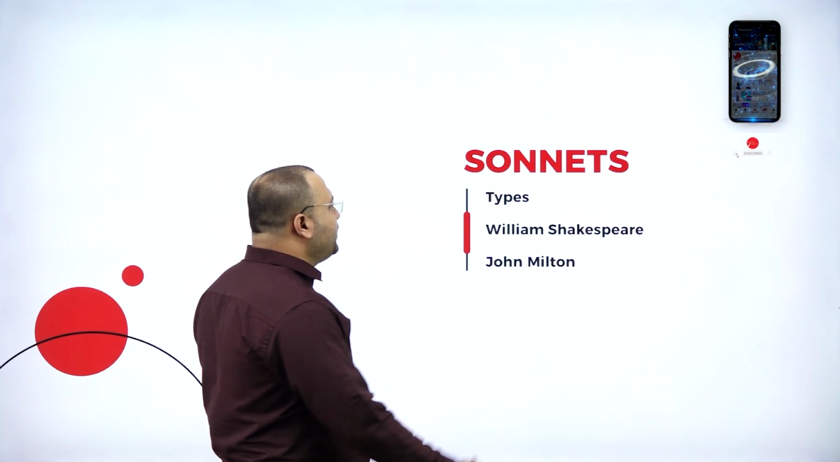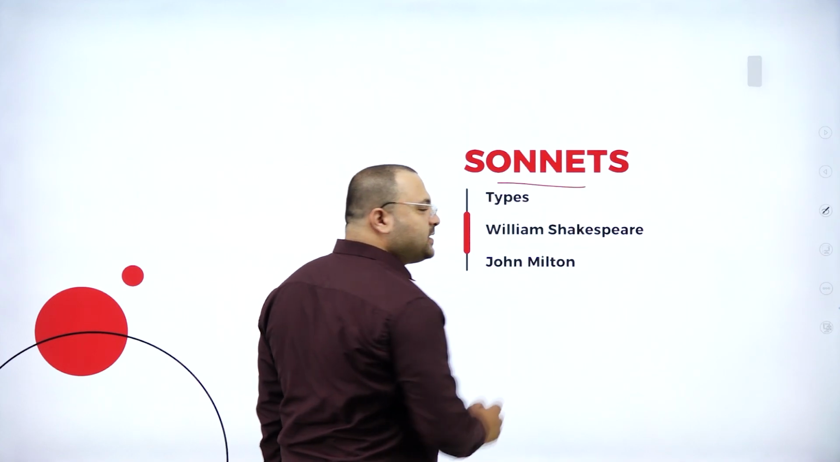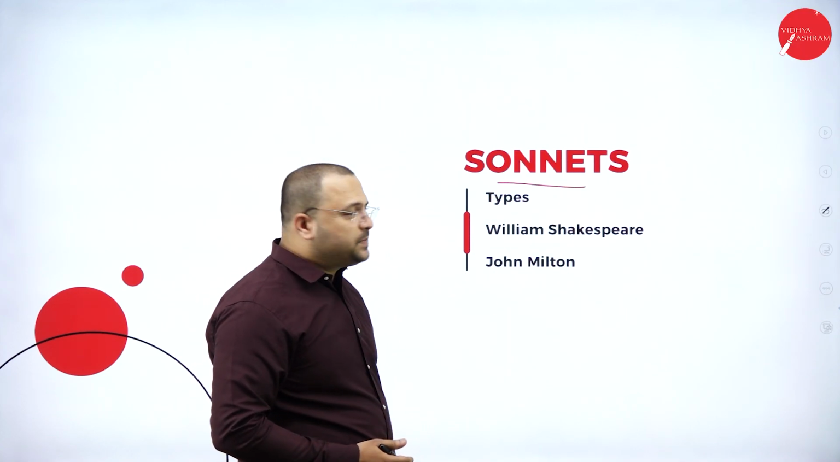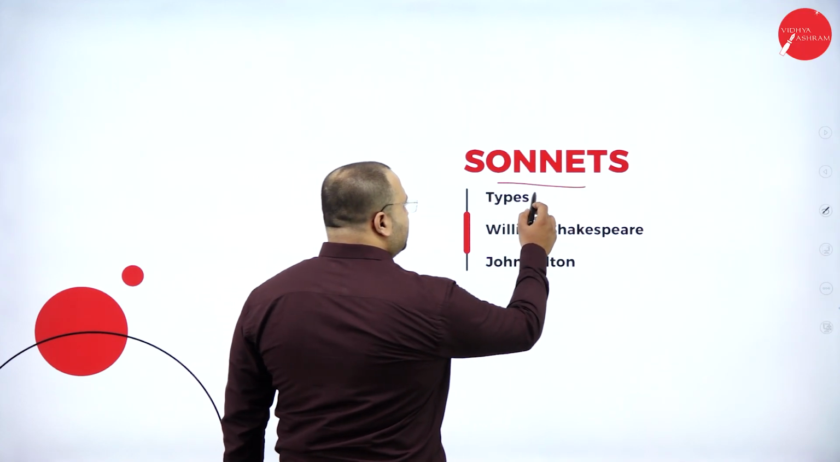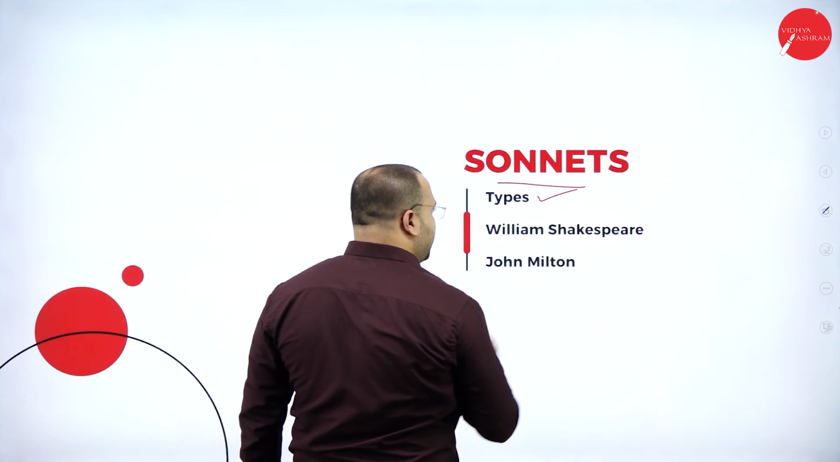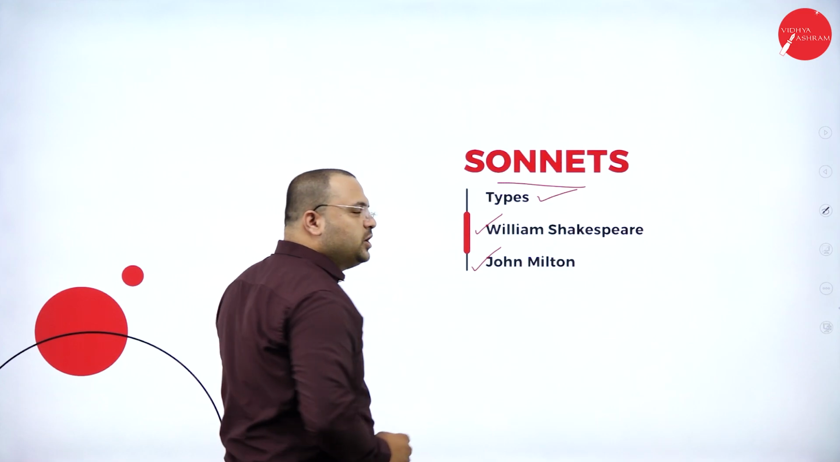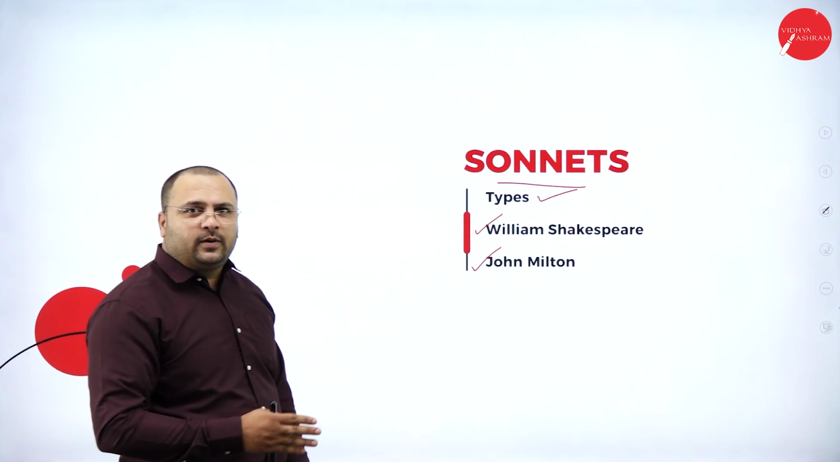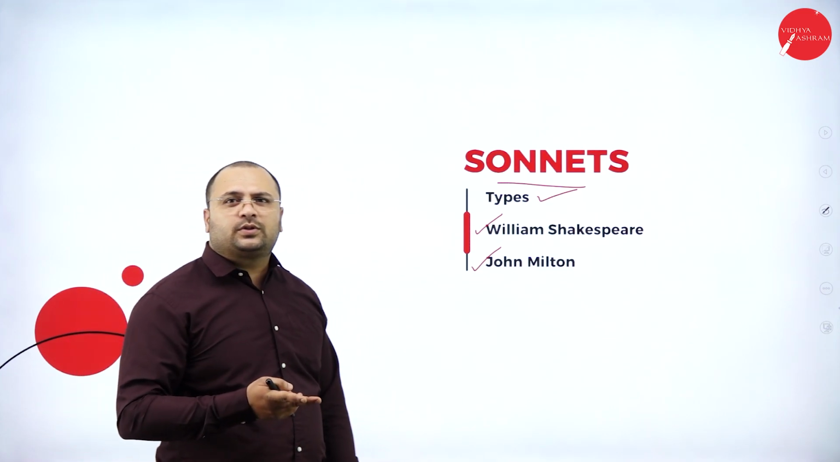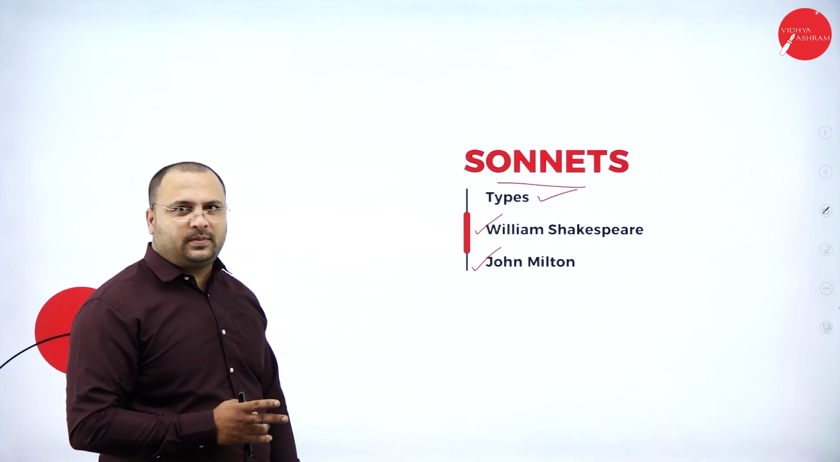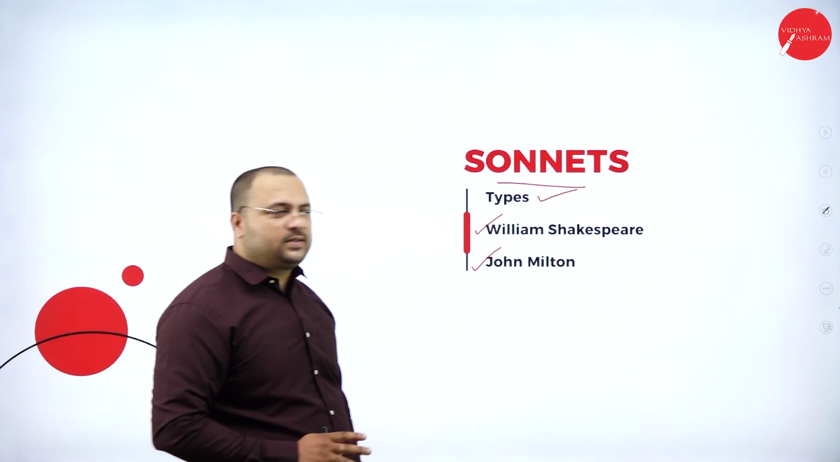In this session, let us start with the sonnets that have been prescribed for the students of BCA first semester. For this semester, you have two sonnets. First one, a sonnet by William Shakespeare. Second one, a sonnet by John Milton. So in this session, we are going to look at the sonnets first. What are sonnets and its types? Let us know about the sonnets, their types, and a sonnet by William Shakespeare and another sonnet by John Milton. This video will consist of two sonnets, two poems prescribed for you for this semester.